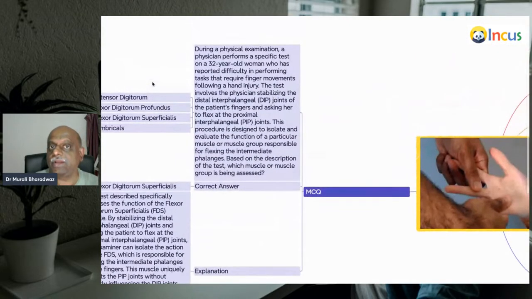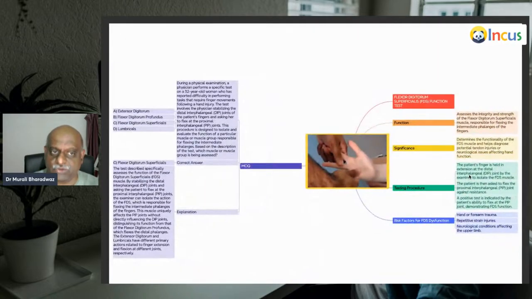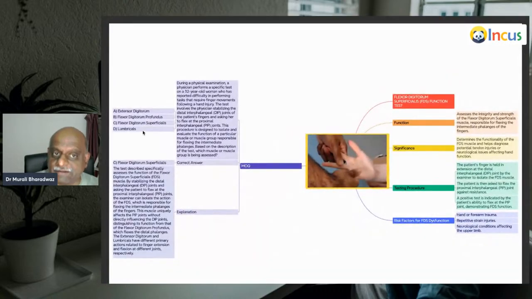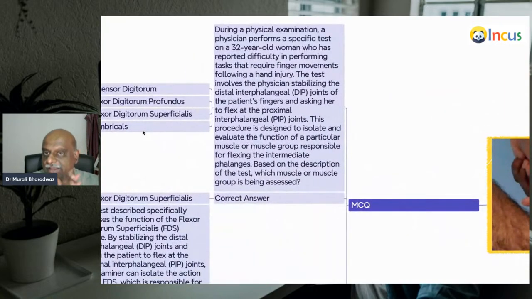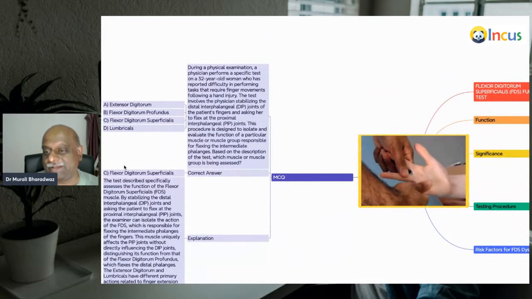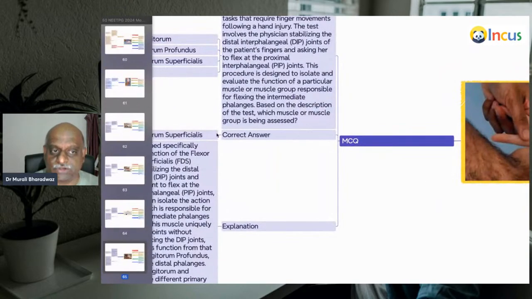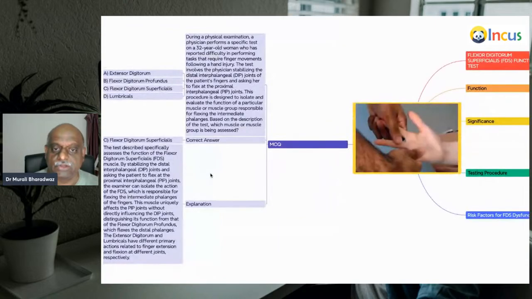So during a physical examination, a physician is performing a specific test where he stabilizes the distal interphalangeal joint of the finger and asks her to flex the proximal interphalangeal joint, which is typically testing the flexor digitorum superficialis function, is the one which is being tested, is what you need to remember.